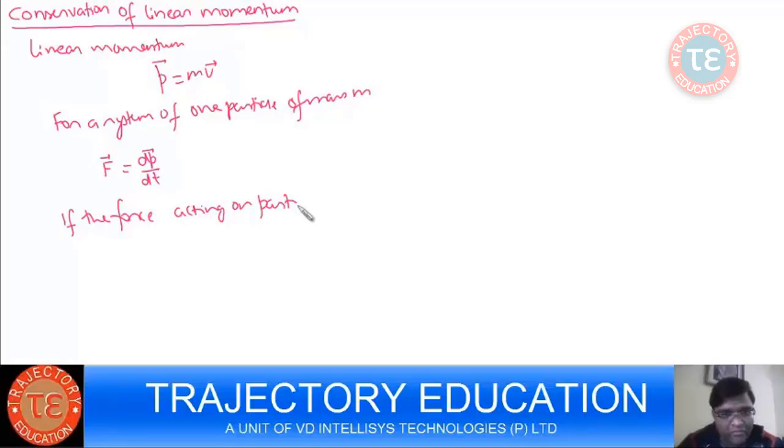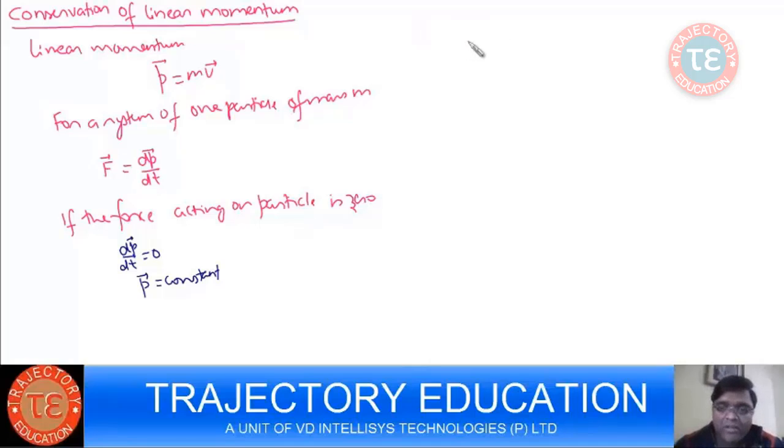And if the force acting on a particle is 0, in that case dp by dt is 0 and p is constant. dp by dt is 0 and this will give you p equals constant. So momentum is conserved. If the force acting on the particle is 0, the momentum does not change, right?